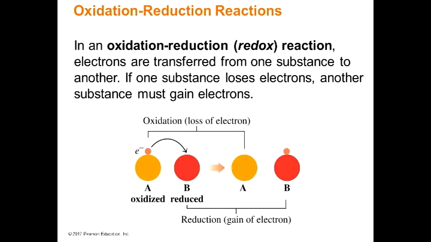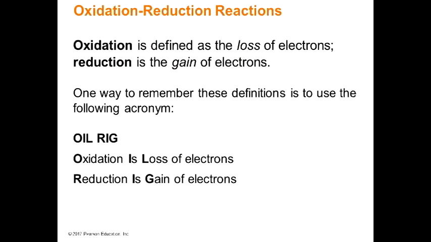Now, since this is oxidized, it is the reducing agent. It sends the electron away. Since this is reduced, it is the oxidizing agent. You want to get used to talking about that. So you want to read your text and look at that. Oxidation defines a loss of electrons, reduction is a gain of electrons. That is the definition we expect you to know.